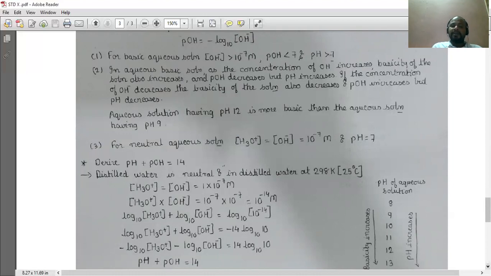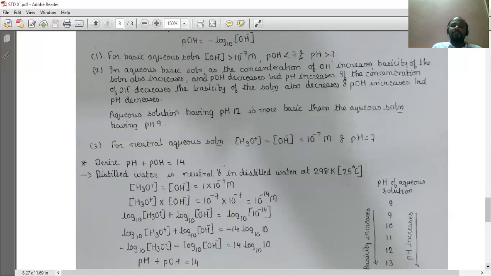We'll just take this content one more time. That is, in distilled water at 298 Kelvin temperature, that is 25 degrees Celsius, hydronium ion concentration and hydroxide ion concentration are equal, which we had seen earlier, that is 1 into 10 raised to minus 7 molar. When the hydronium ion concentration and hydroxide ion concentration are multiplied, the molarity also gets multiplied. By the rule of multiplication, the power gets added. It is 10 raised to minus 14 molar.